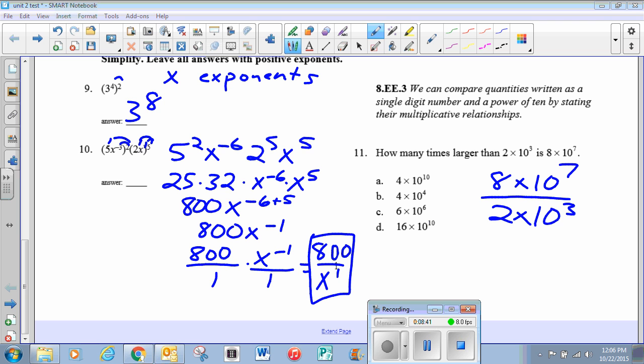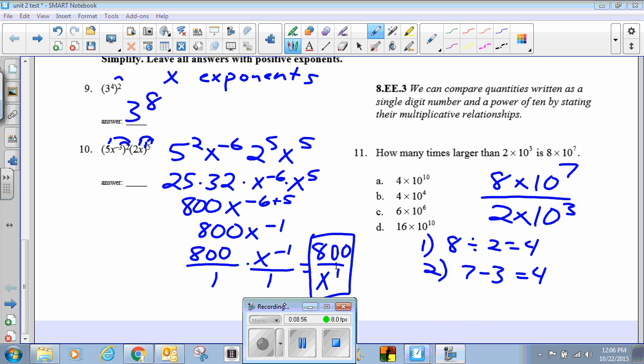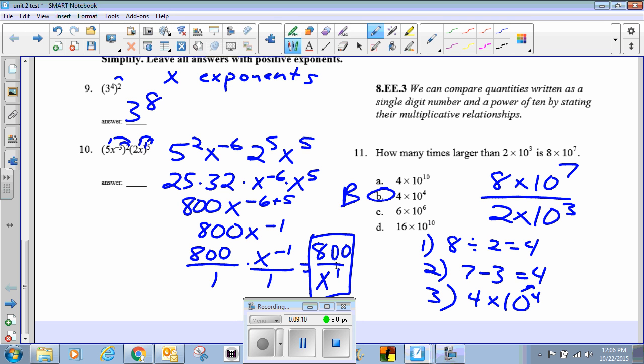So the first thing I do is I divide my coefficients. So 8 divided by 2 is 4. My second step is to subtract exponents, because when I divide, I subtract exponents. My third thing to do is to write the product, and that gives me 4 times 10 to the 4th. And then I have to ask myself, is that answer in scientific notation? And the answer is yes.